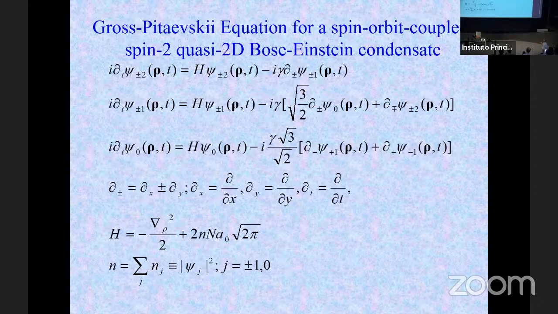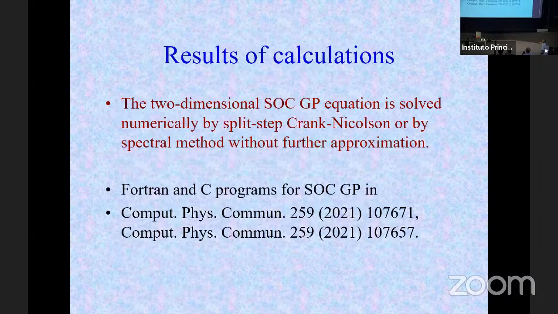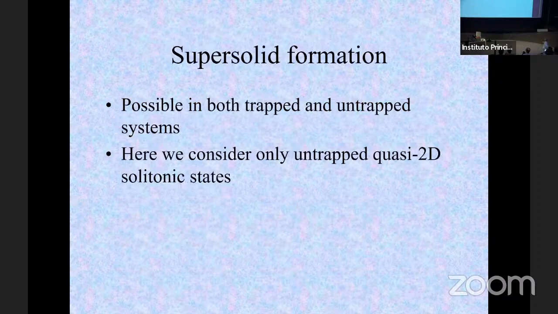Now we'll show some results. And again, we can calculate the energy, but it's again as in a Gross-Pitaevskii equation, but it's a technical thing. We'll solve the two-dimensional spin-orbit coupled GP equation numerically again by this, and these are the programs which are published in these papers. Supersolid formation is possible in both trapped and untrapped systems.